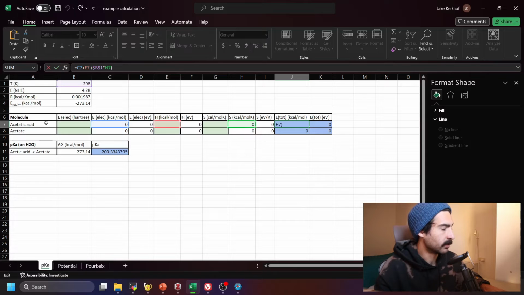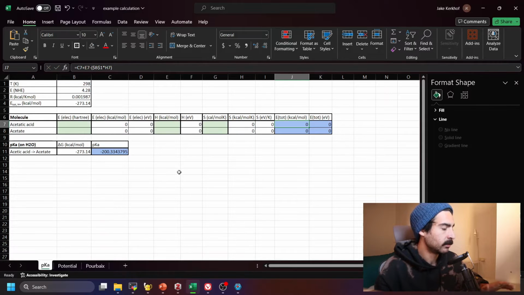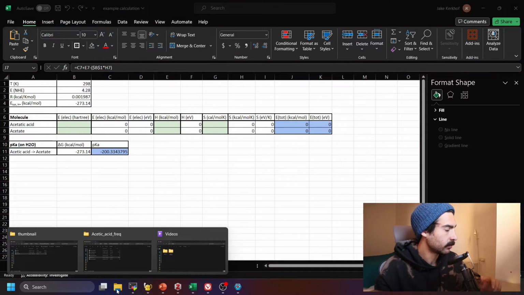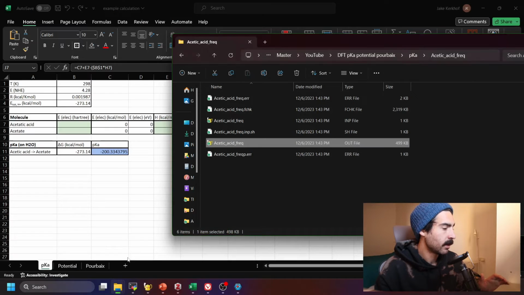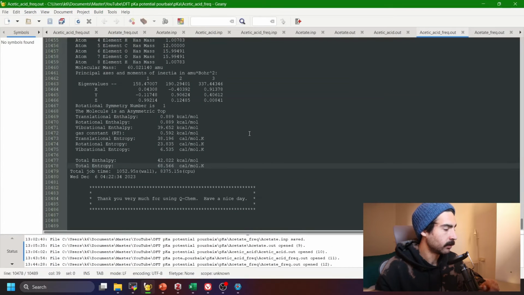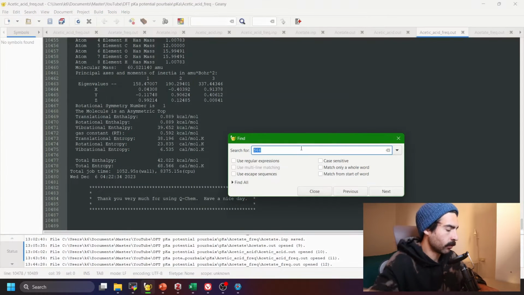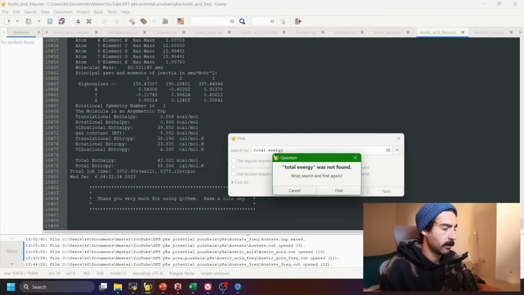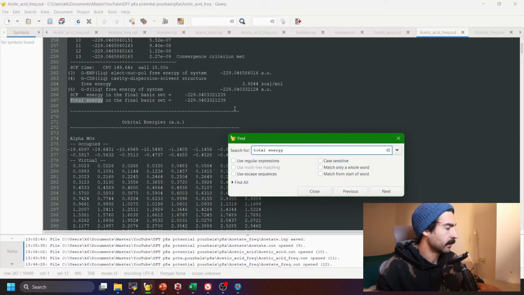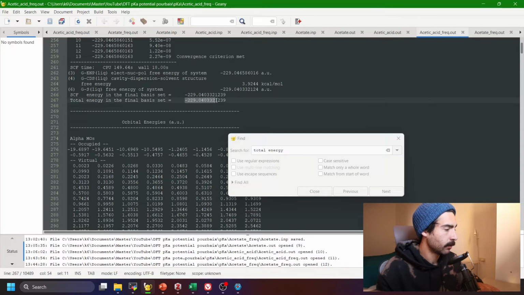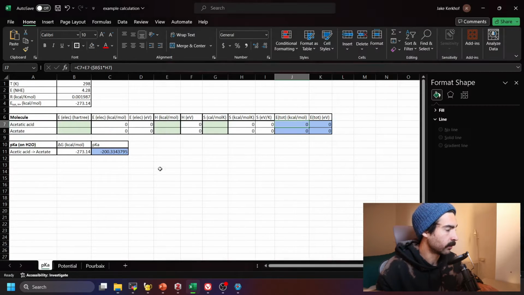So we have this for both acetic acid and acetate. So we can go into our output files to find these values, and then we'll be able to calculate the delta E. So let's start with acetic acid. Looking at the output file, we can do a Control F for total energy and find that it's negative 229.04 kcals per mole, or Hartrees rather.